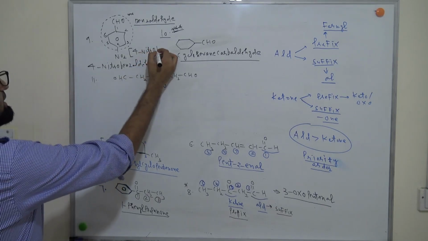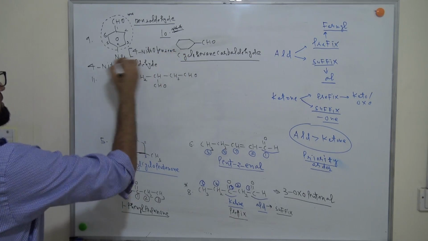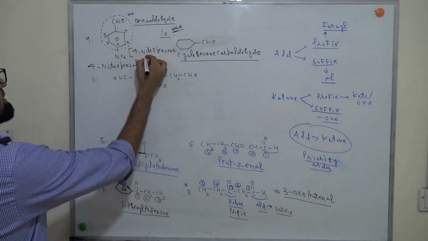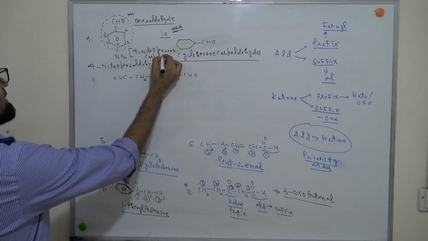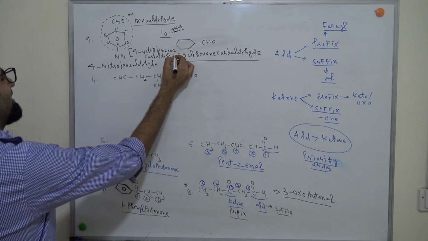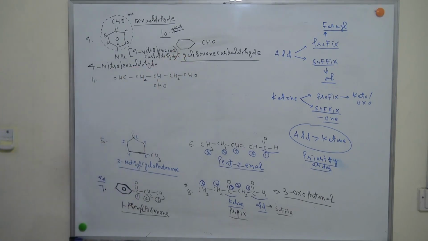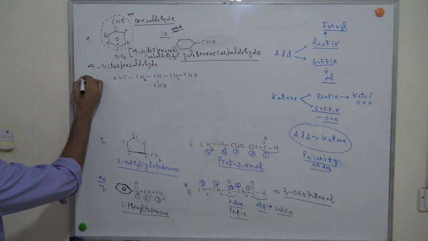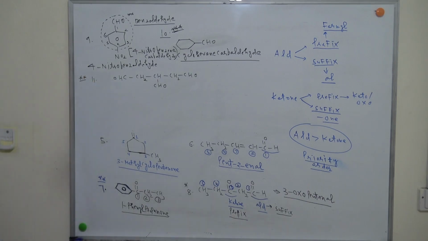4-nitro benzene, because CHO is directly attached to the benzene ring. Okay, I am not using benzaldehyde, so I can use 4-nitrobenzene carbaldehyde. 4-nitrobenzene carbaldehyde, and both are correct. So when the functional group is directly attached to the ring, then we use a special name like carbaldehyde. Okay. So question number 11 is also a very beautiful and important question, right?